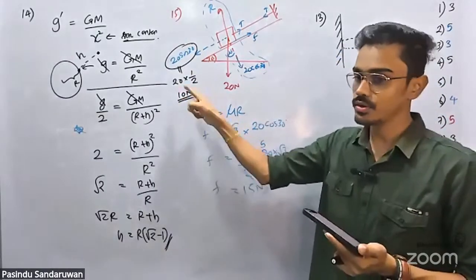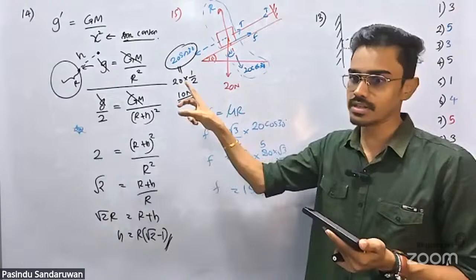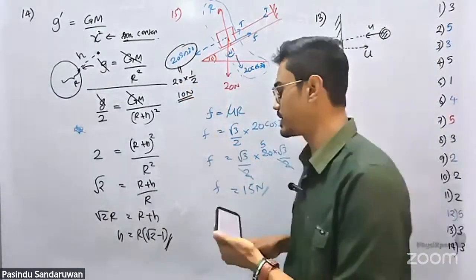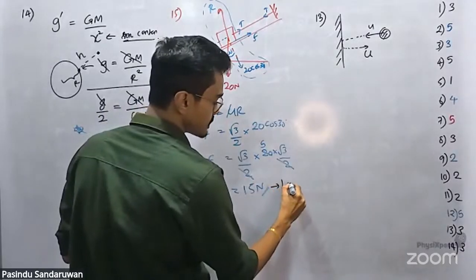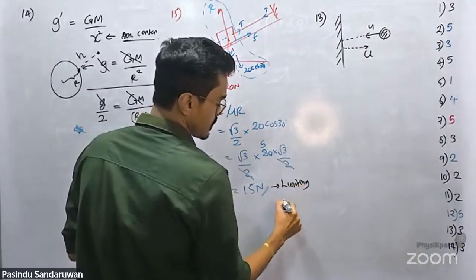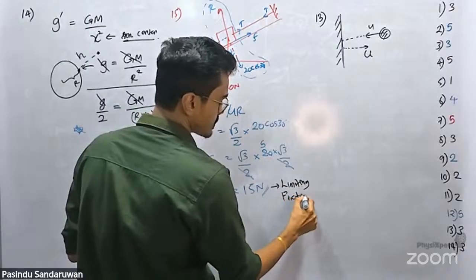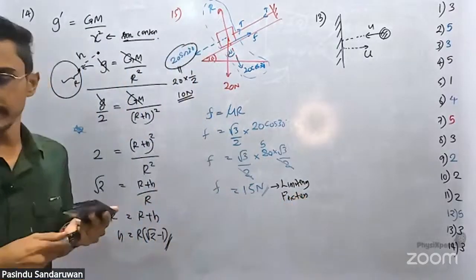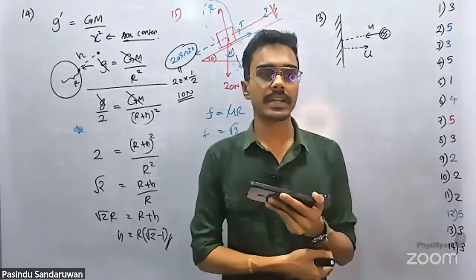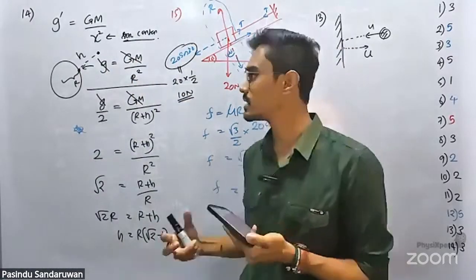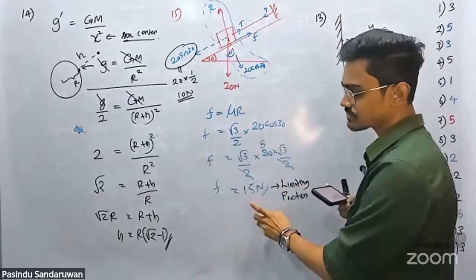This force which is acting downwards is 10 newtons. And this is the limiting friction value. This is actually the limiting friction. Once we apply F equals mu R, you will always get limiting friction only. Otherwise, you don't get the frictions at intermediate points. Now, limiting friction in this scenario is 15.